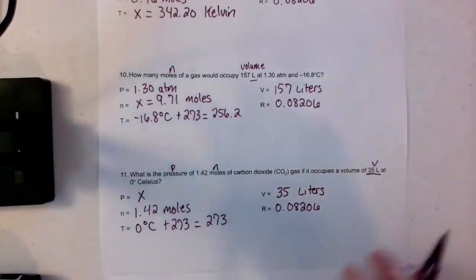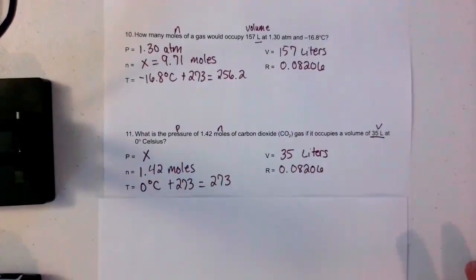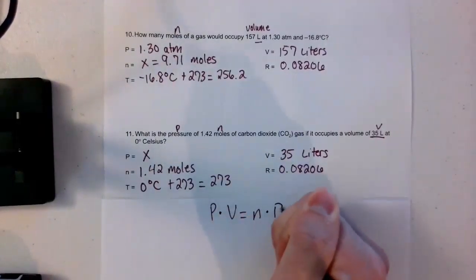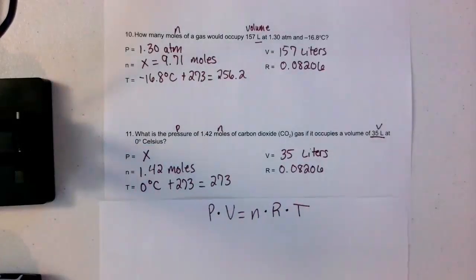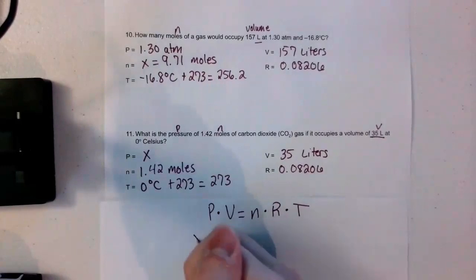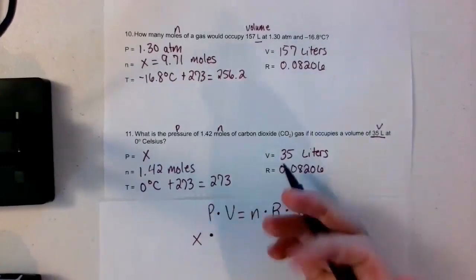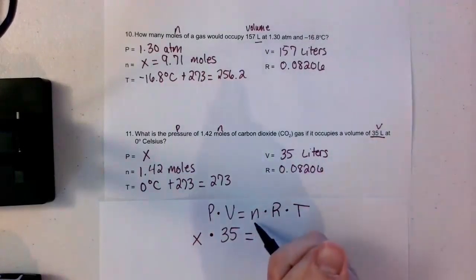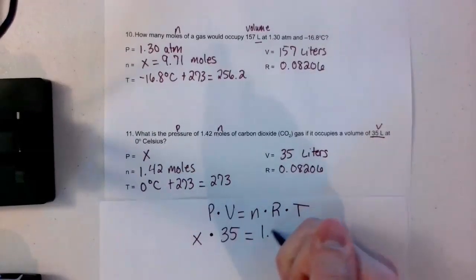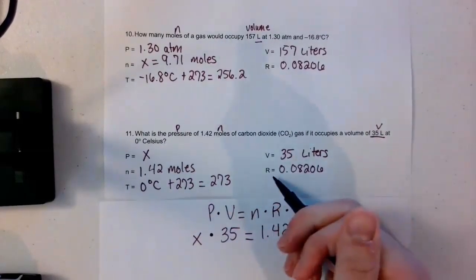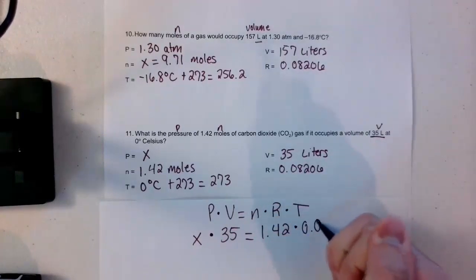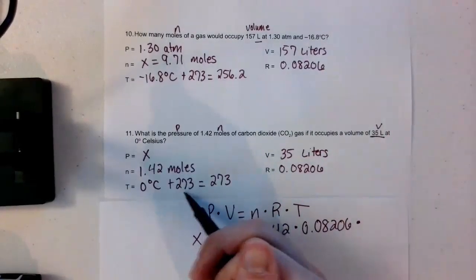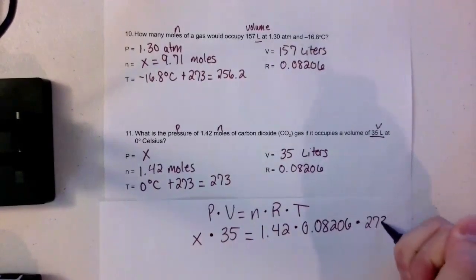So I'm going to do this on another sheet of paper because I'm out of space again. So here's the formula. P times V equals N times R times T. So our P, our pressure, is going to be our X. We don't know what that is. So it's going to be X times the volume, which is 35 liters, equals N, which is 1.42, times our R value, which is 0.08206, times the temperature in Kelvin, which is 273.